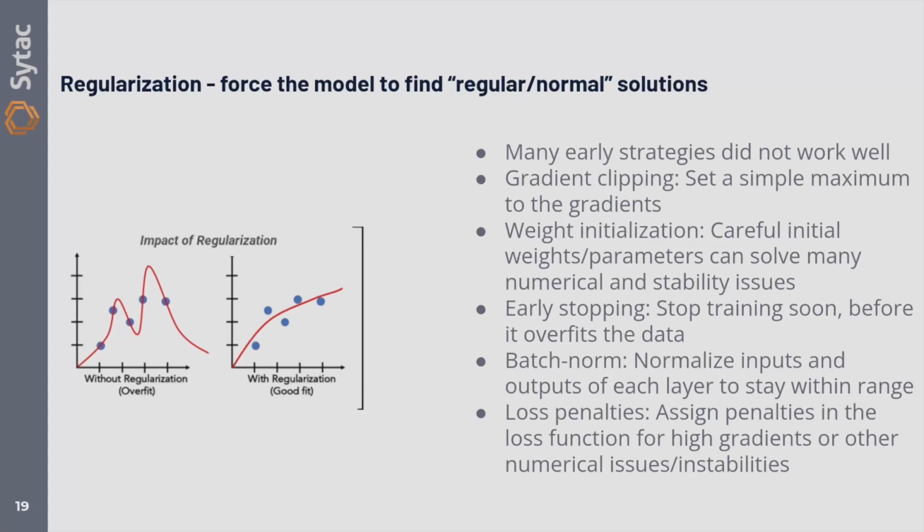So one of the solutions that you can start with is called regularization, which is basically, in general, forcing the model to find regular, normal solutions, right? Solutions that make sense and don't go off the rails. This is actually kind of a hard problem. Some of the earlier solutions were super complex and didn't really work that well, so I'm going to skip those and focus on stuff that actually does work. I'm going to go over these very fast. It might not make sense.